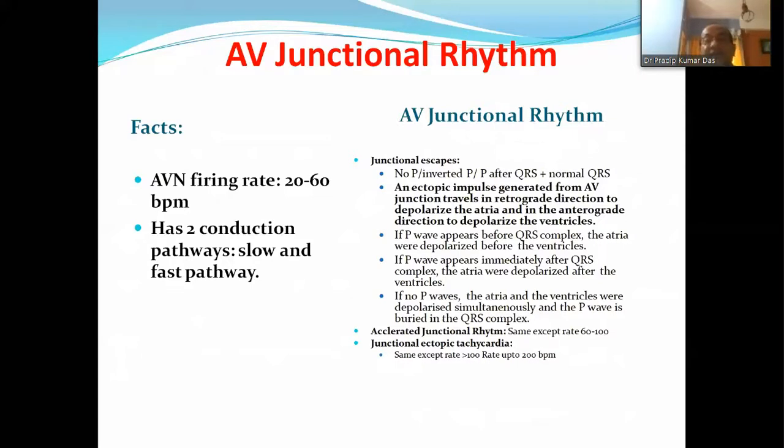In case of accelerated junctional rhythm, almost the picture is the same. The rate is more than 60. It is not the normal intrinsic junctional rate. It is the accelerated rate, and the rate is 60 to 100. If the rate is more than 100, we can say it is junctional ectopic tachycardia or JET. Otherwise, the picture in the ECG will be the same. That is, the P wave morphology is variable, and it can come before, after, or be buried under the QRS complex.